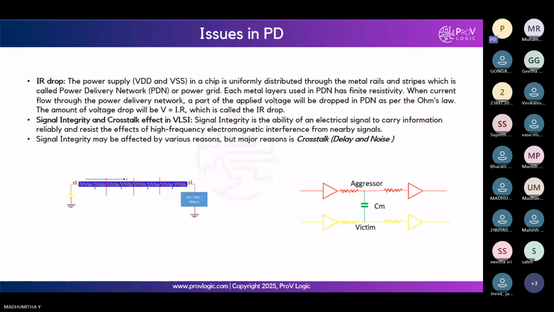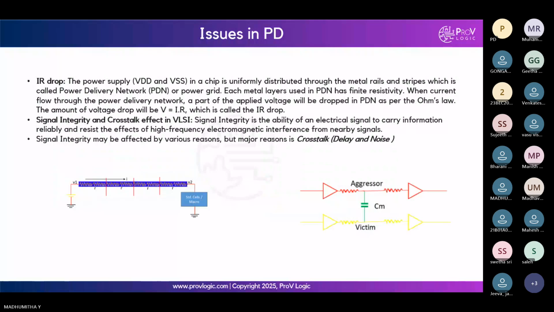So instead of this 1 volt which is required for the standard cell, we might see some reduction in the voltage, like only 0.9 volt or 0.8 volt will reach the standard cell. So because of this, what will happen? The standard cell will not turn on, as it requires 1 volt to turn on. We are getting only 0.9 or 0.8. So the standard cell will not turn on, which will lead to functionality failure of the design. So we have to identify this IR drop and we have to fix it.